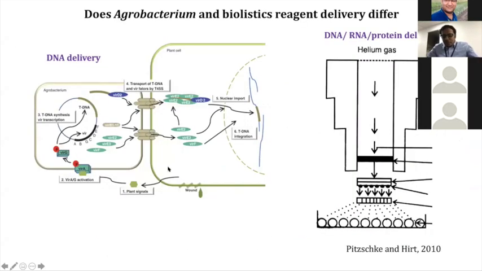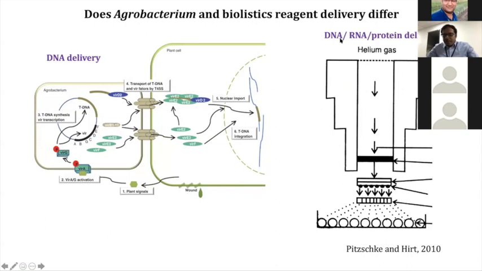Then the next approach that we took on was how these two reagent delivery methods compare in terms of genome editing. One is DNA delivery, by Agrobacterium, and another is DNA, RNA, and protein delivery by biolistics. Biolistics is versatile in that sense. It can deliver anything and everything that you want to deliver into a cell, right?